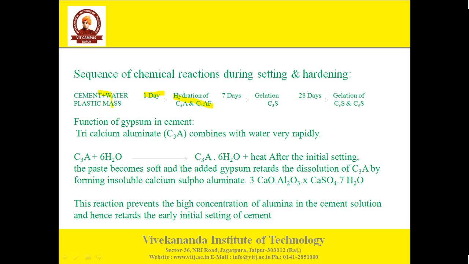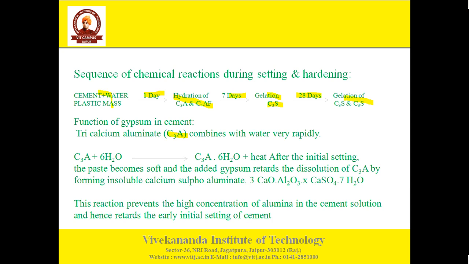The sequence of chemical reactions during setting and hardening: when water is added to cement, a plastic mass forms. Within 1 day, hydration of C3A and C4AF takes place. After 7 days, gelatinous tobermorite gel forms from C2S. After 28 days, all gel formation is completed and the cement sets. Hardening and setting both take place simultaneously. Setting means stiffening of the original plastic mass, and hardening is the development of strength in cement.